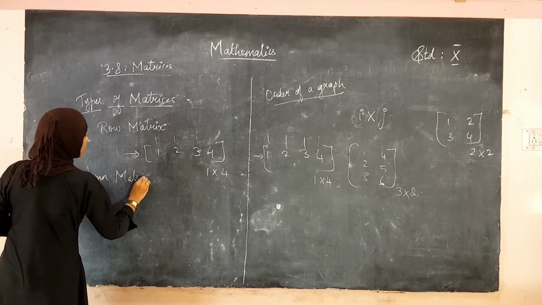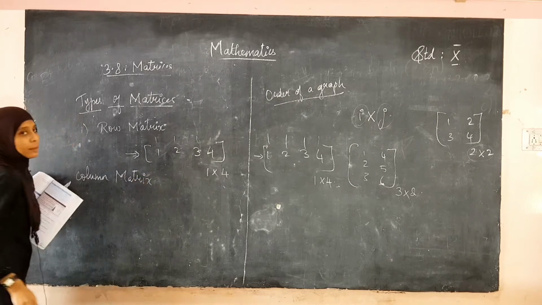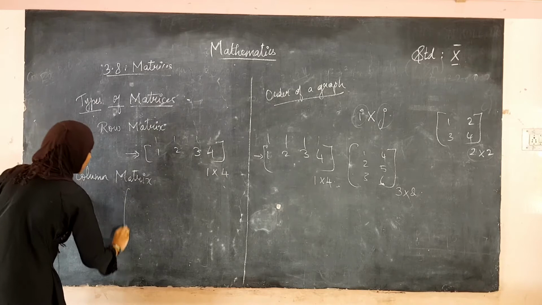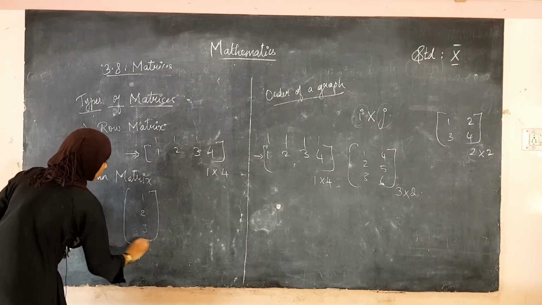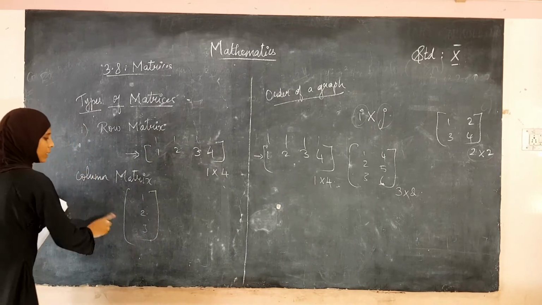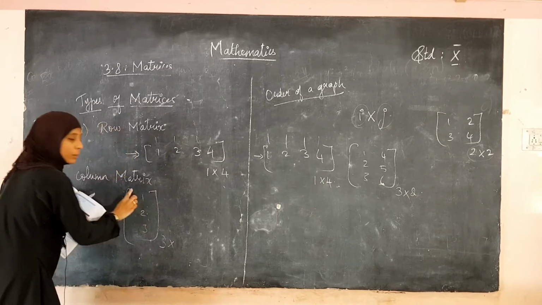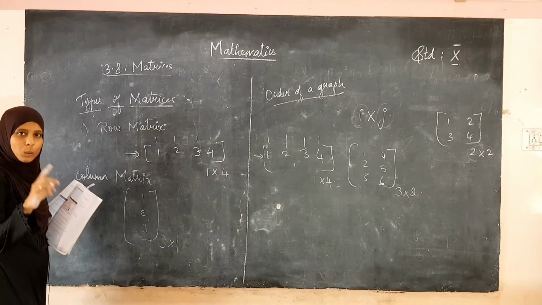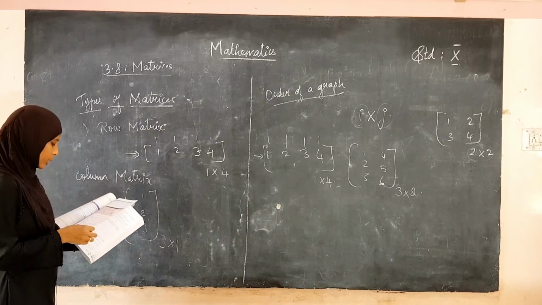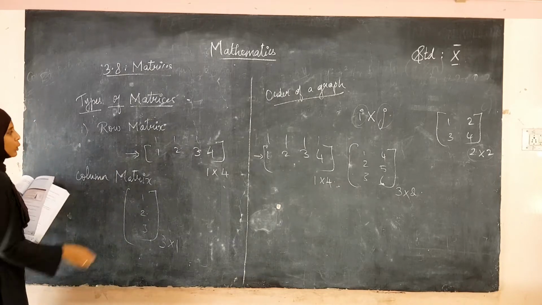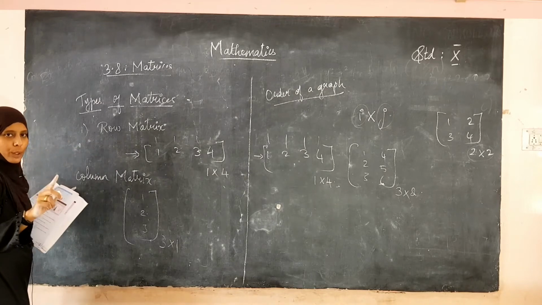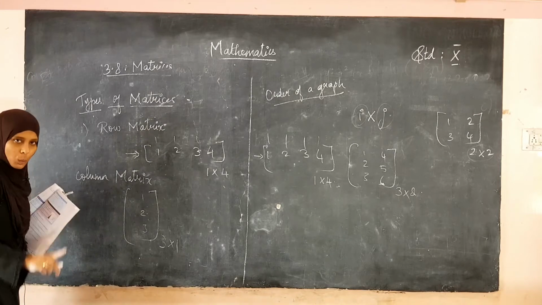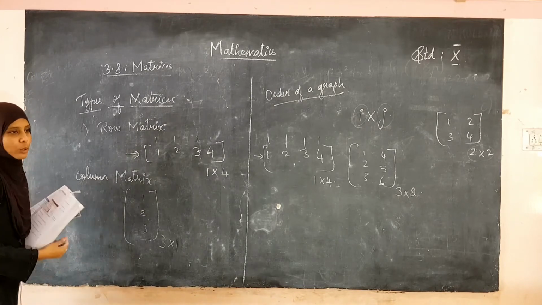The definition is the same, but here it must have only one column, but it can have many rows, right? See here, it has 3 rows and the number of columns is only 1. So, a matrix which has only one column and many rows is said to be the column matrix. Row matrix means the matrix which has one row and many columns. Here the matrix which has only one column and many rows is said to be the column matrix.